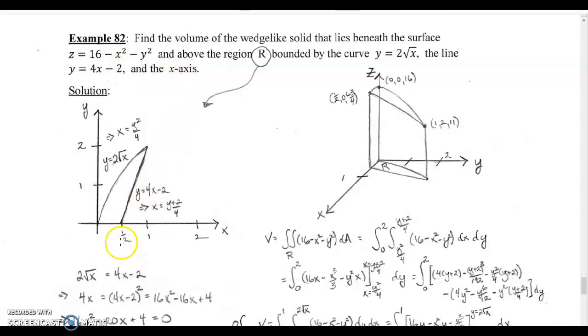So when I draw that, I need to look at the region R in the xy plane. I'm bounded by the line y equals 4x minus 2. So that's this guy. The x-axis, so that's why I'm only drawing it up in the first quadrant. And y equals 2 square root of x.